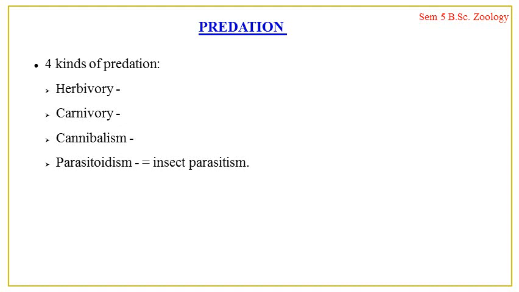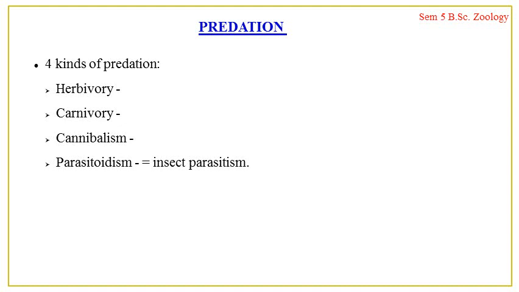Now, the second one is carnivory. Here it is predation in which animals prey upon other animals. Any stage of other animals can be fed upon in carnivory. Cannibalism is a special type of carnivory in which the predator and the prey belong to the same species or a closely related species. Feeding upon members of the same species is what is cannibalism. That is also found in certain groups of animals.